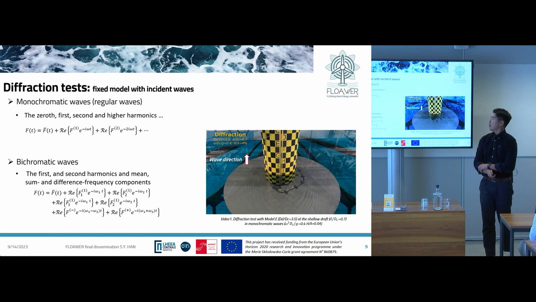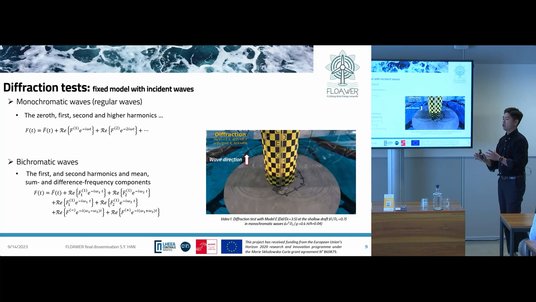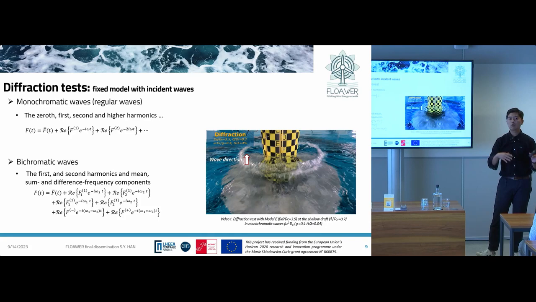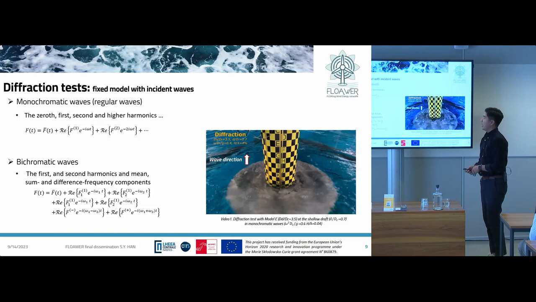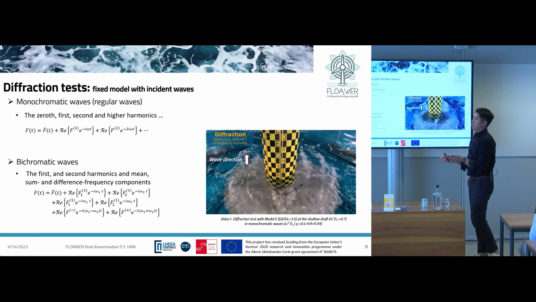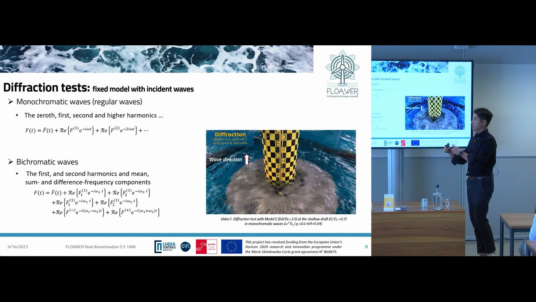First, the diffraction test. As I said, in the diffraction test, we restrict the body motions and generate waves. In this case, we considered monochromatic waves, bichromatic waves, and irregular waves to measure the wave excitation forces on the structure. The monochromatic waves can be considered as the regular wave test. The regular waves only have a single wave frequency to excite the forces on the structure.